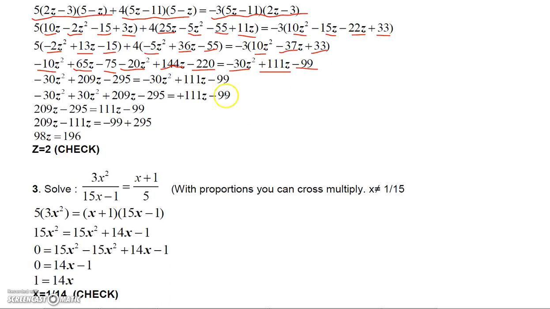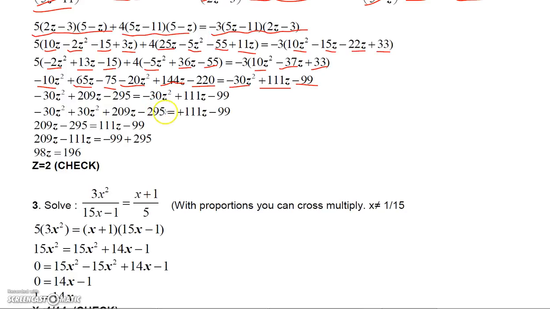Now, notice here that if I take what I have left here and combine them, minus 10z squared minus 20z squared, I get minus 30z squared. 65z plus 144z gives me 209z. Minus 75 minus 220 is minus 295.